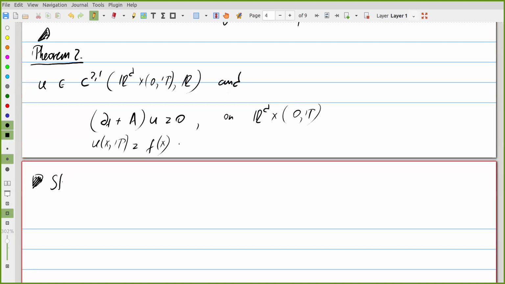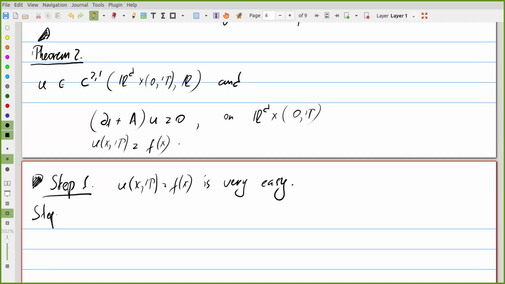So let's start from the end. Step 1 is very easy. Obviously, just some kind of dominated convergence. That's effectively all. Step 2.